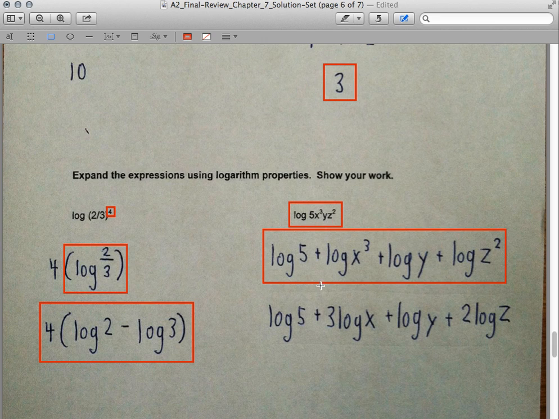In this case, we can also take the exponents, 3 and 2, and drop them in front of the log expressions there. So this becomes 3 times log of x and 2 times log of z respectively. And when we put it all together, we can see that this here is the expanded expression using the different logarithm properties.